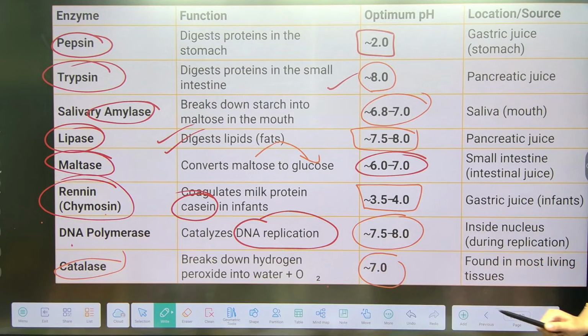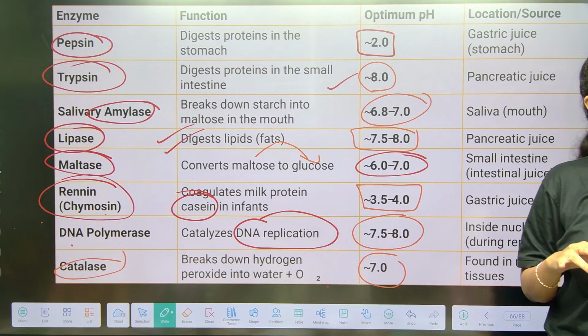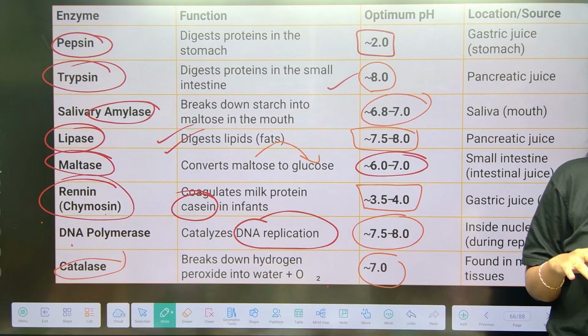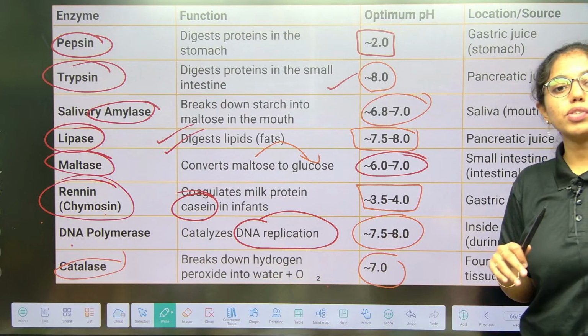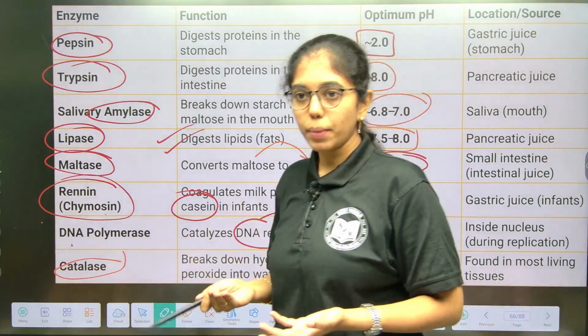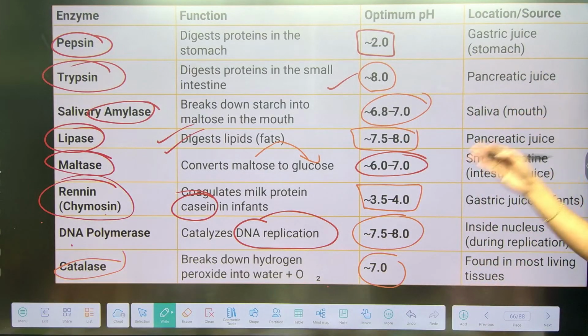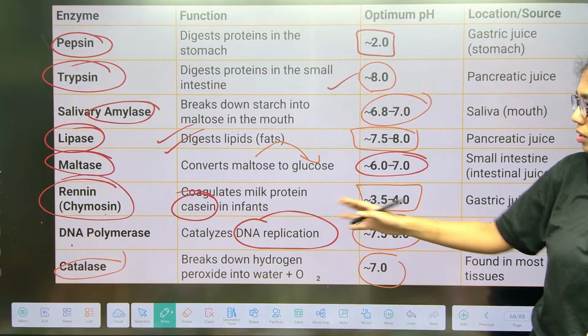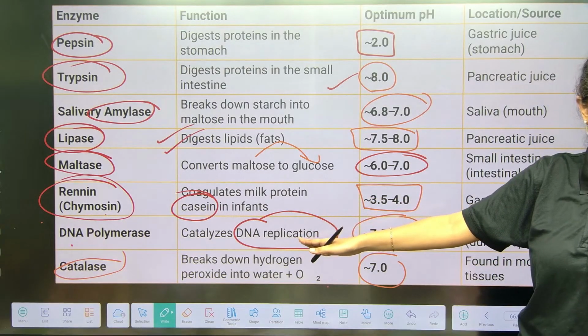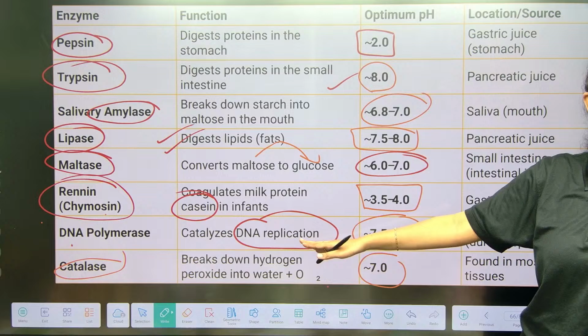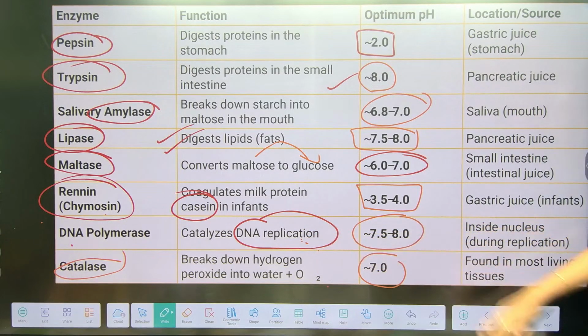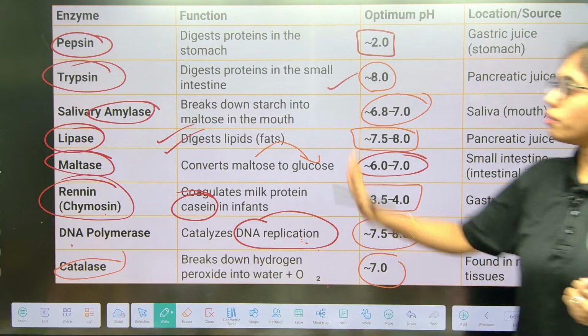It is a little difficult to remember the pH of all these, but have the basic idea of which enzymes will have basic pH, which will have neutral, and which will have acidic pH. Those enzymes which are released in the gastric juice, in the stomach, their pH will be low. Those enzymes which are released in the mouth and intestines, and DNA polymerase inside a cell, which helps in the synthesis of new DNA, their pH will be basic. Got it? Fine. And know the functions of each enzyme.